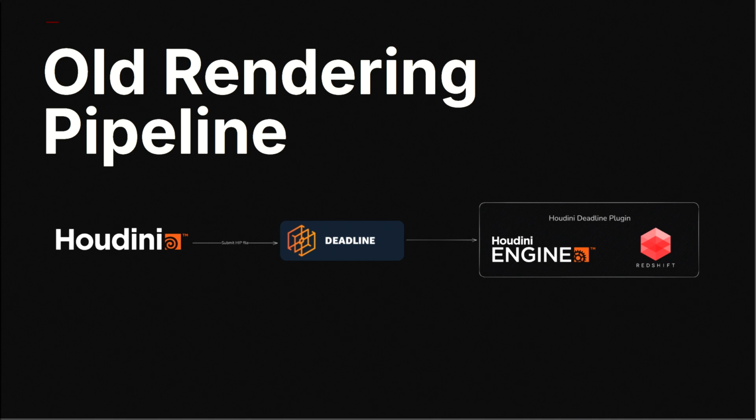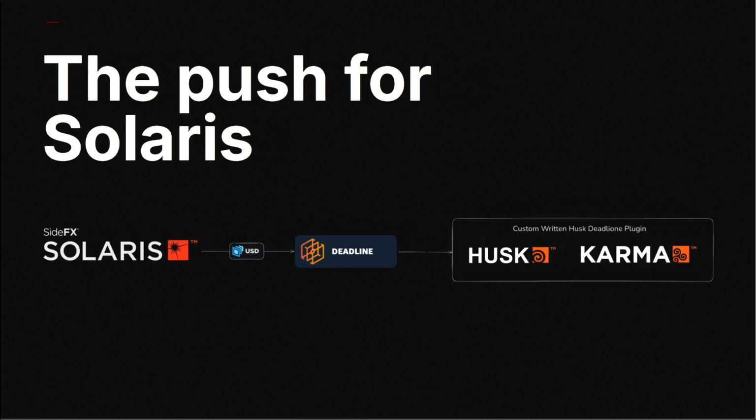So that's been one of the big pushes that we've had this year, because we've really pushed the use of Solaris and USD and Karma inside of a studio. So yeah, that's been one of the biggest changes for us. And this is a very, very simplified summary of what our current rendering pipeline looks like.